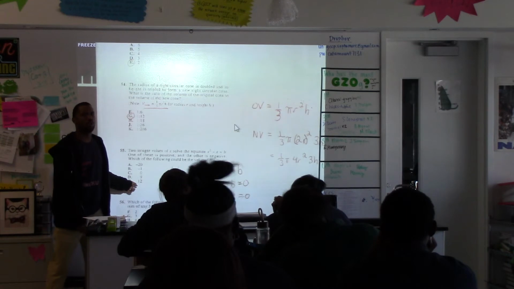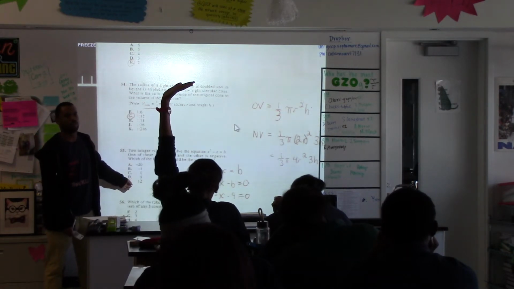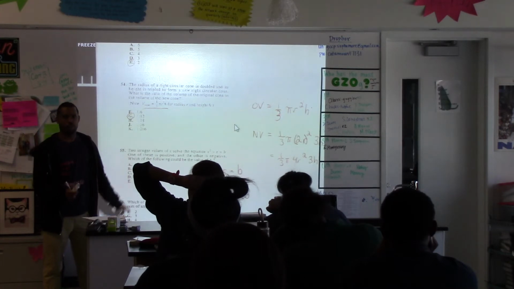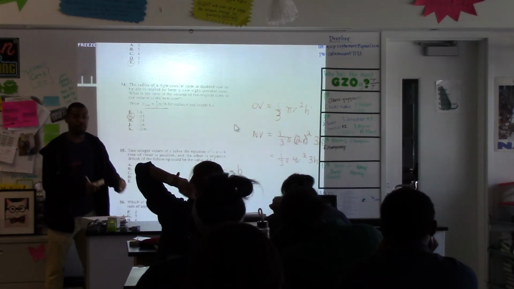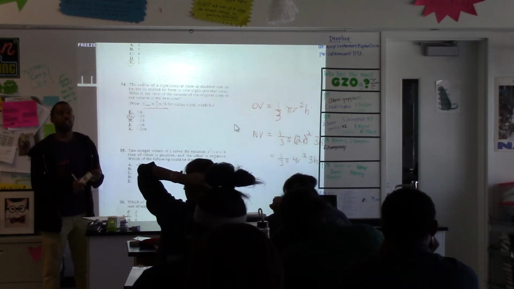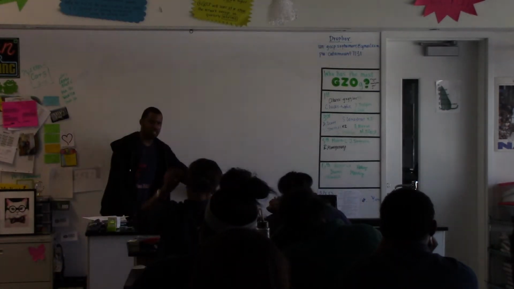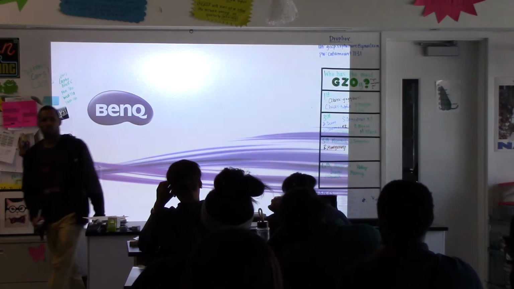Which leaves us 12. What are the factors for 12? 4 and 3. Those are the ones where we could have a negative 4 and a positive 3. That gives you minus x, and that would be minus 12.